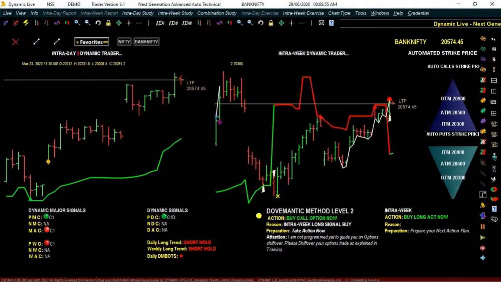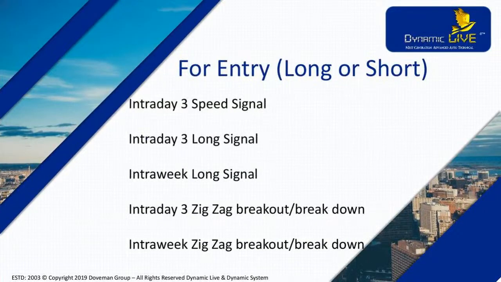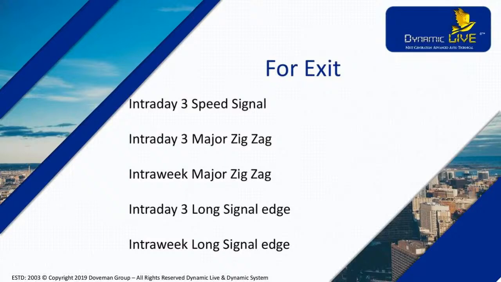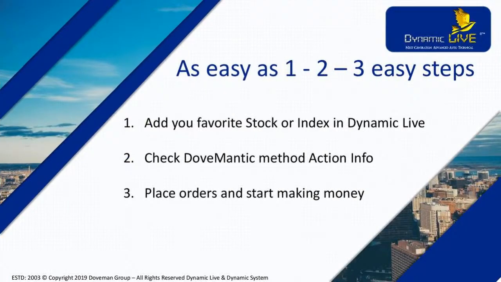And today for this dynamic live, to give you an entry or an exit, there are multiple signals at work. Like we have the golden arrow mark, that is the speed signal, and then we have the intraday 3 long signal, we have the intra week long signal, we have the zigzag cautions. Multiple signals are at work because each of these signals specializes in identifying different varieties of price movement, so that in any given market condition you get the right entry and right exit. So as I told you, for entry these many signals are at work, and once again for exit these many signals are at work. But today you don't have to worry, because your job is not to follow all these signals. All that you have to do is just follow these 1, 2, 3 easy steps.